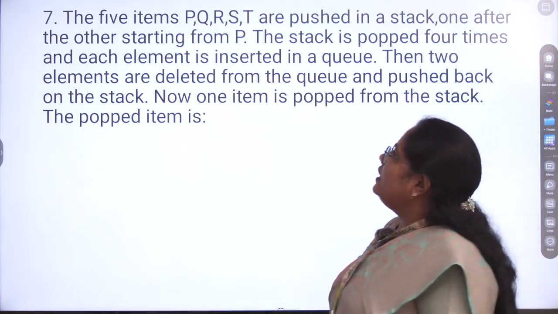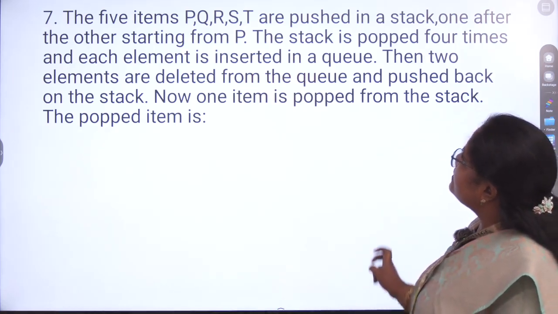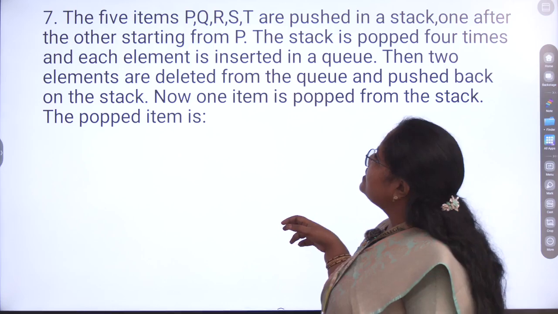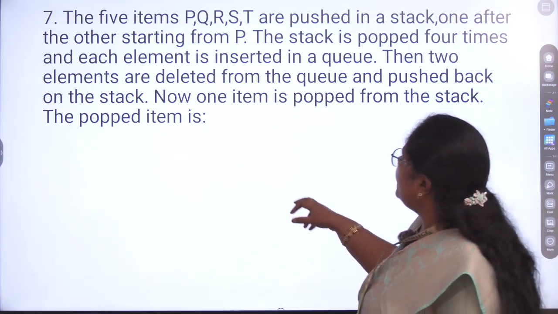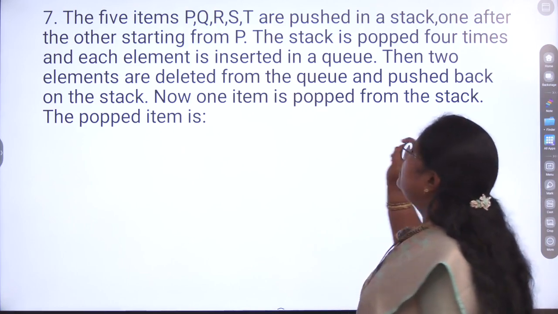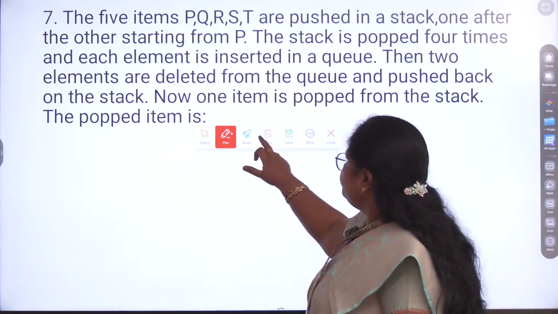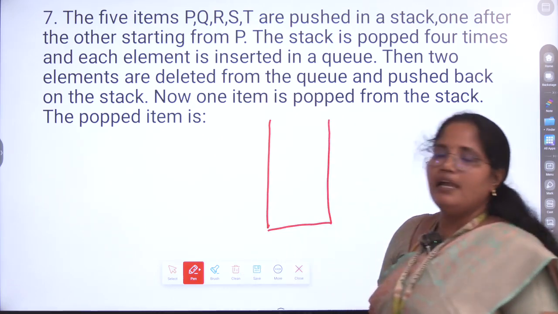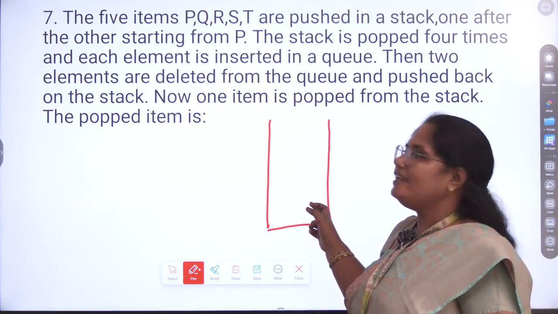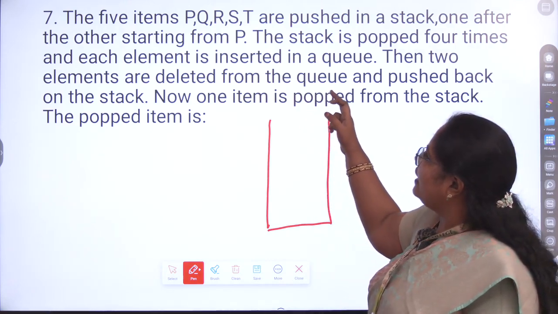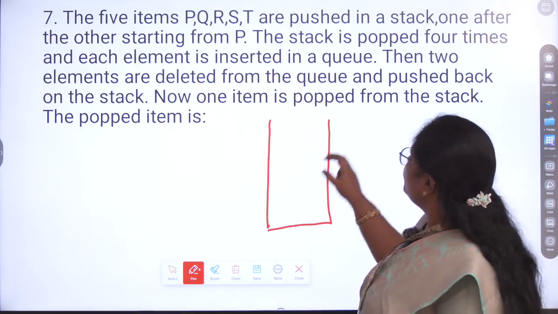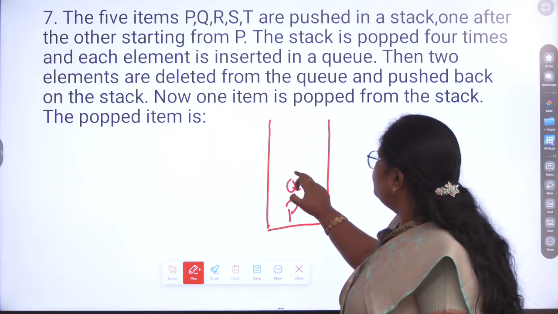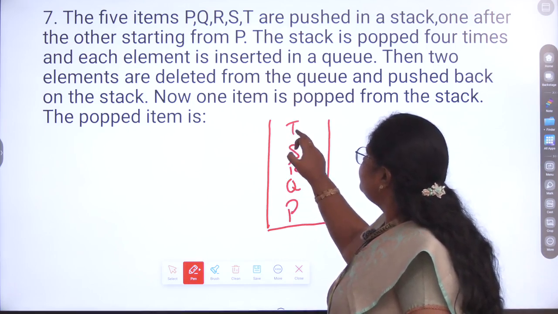So next question. There are 5 items P, Q, R, S, T pushed into a stack one after the other starting from P. So here again a stack is going to be used. You know the stack data structure. Stack is nothing but the data structure where the elements are inserted and deleted at one end. So elements are P, Q, R, S and T. We have to push them onto the stack as per the order. So P will be here, Q, R, S, T.